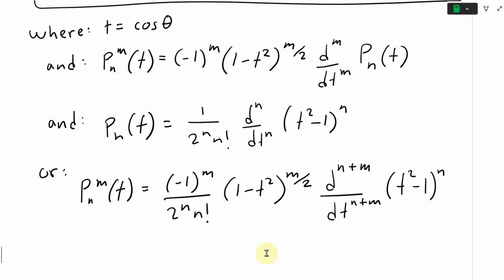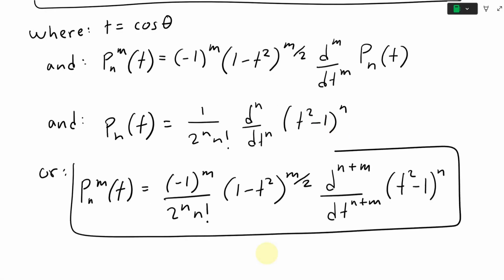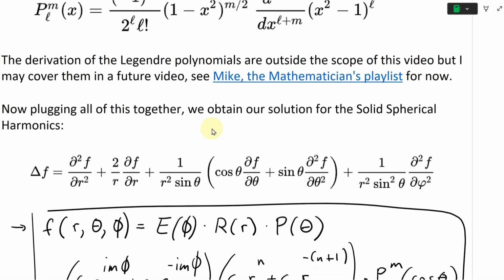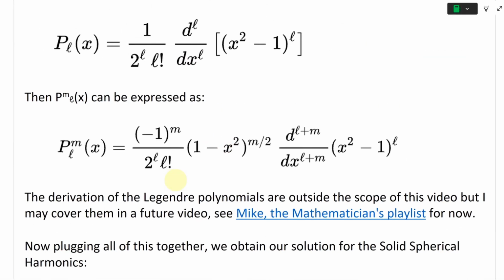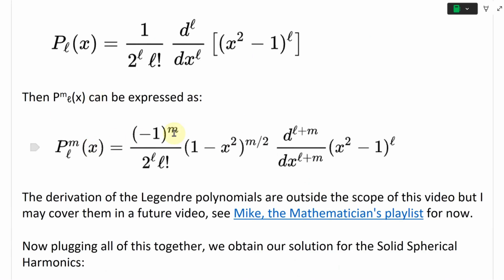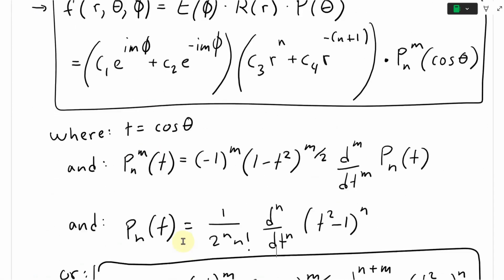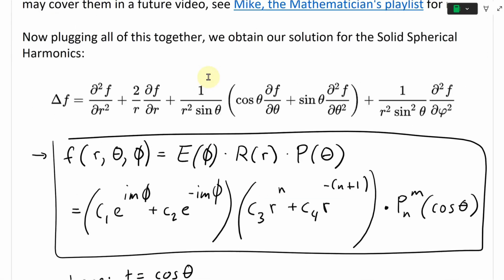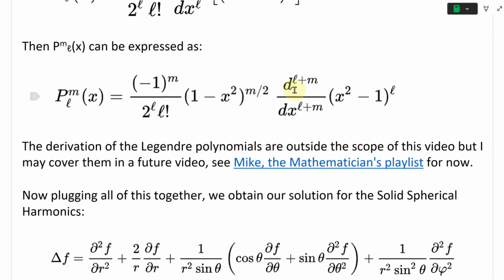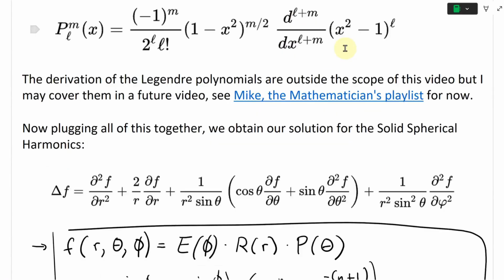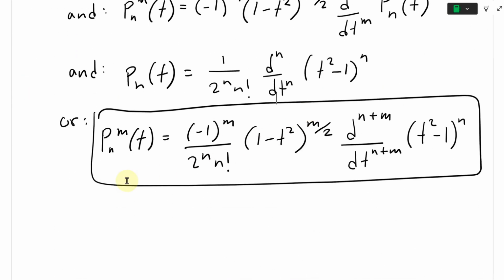Unbelievable. All right, I'm going to bold this in. And if we go back up, just double check, that's this formula. So we have P_l of x, this is negative 1 to the power of m, and then this can be 2^l l factorial, or in other words, 2^n n factorial. That lines up, and then 1 minus t squared to the power of m over 2, and then there's the (n+m)th derivative, and then this is going to be t squared minus 1 to the power of n. Yes, absolutely fascinating stuff.